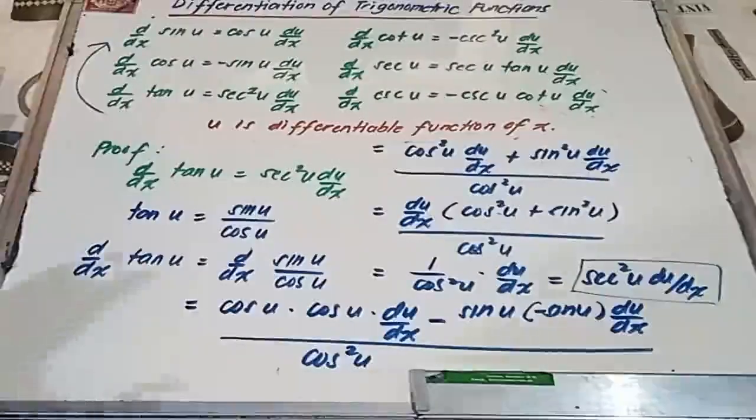So, I'm going to give you examples, about 4 or 5 examples for the derivative of trigonometric functions. Thank you.